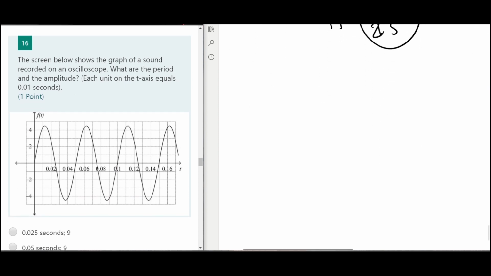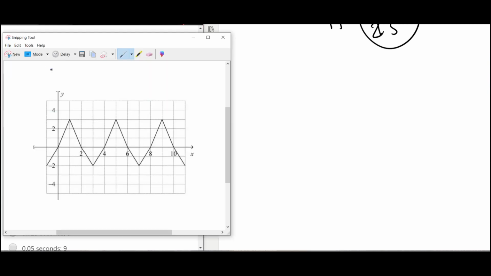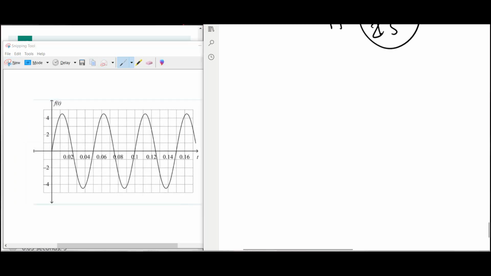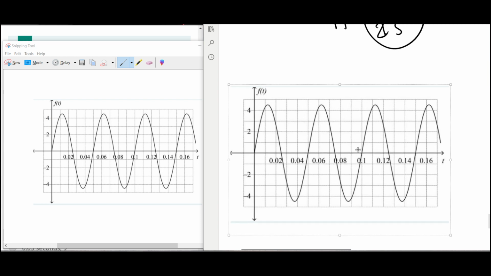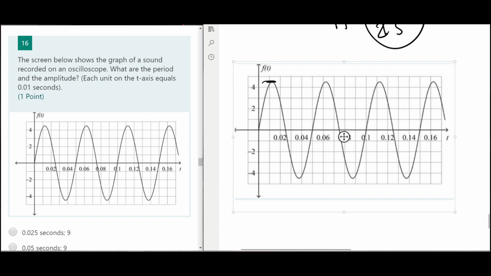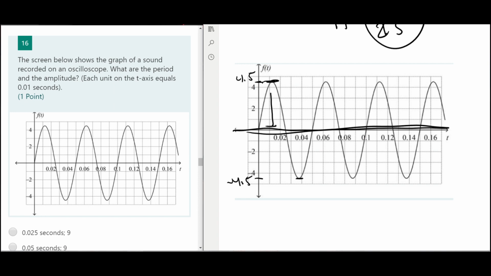Okay, so the screen below shows the graph of a recorded wave on an oscilloscope. What are the period and the amplitude? So we're going to figure out the period and the amplitude. Let's copy that graph. The maximum here is about 4.5, and the minimum here is about negative 4.5. If you average 4.5 and negative 4.5, that gives you 0. So that's my midline.